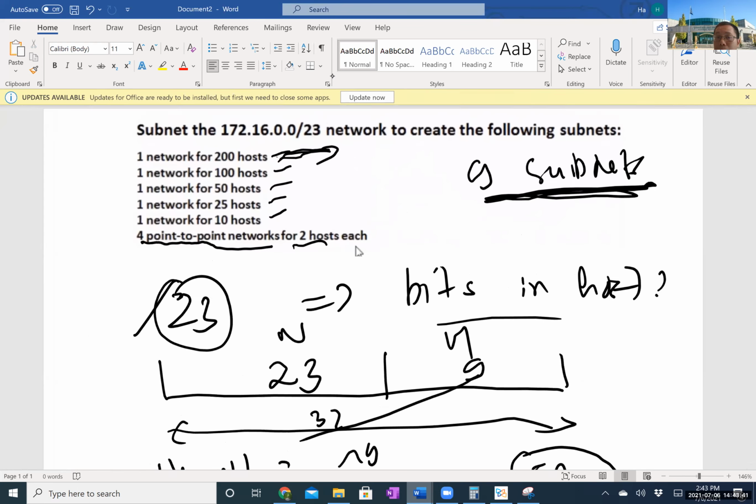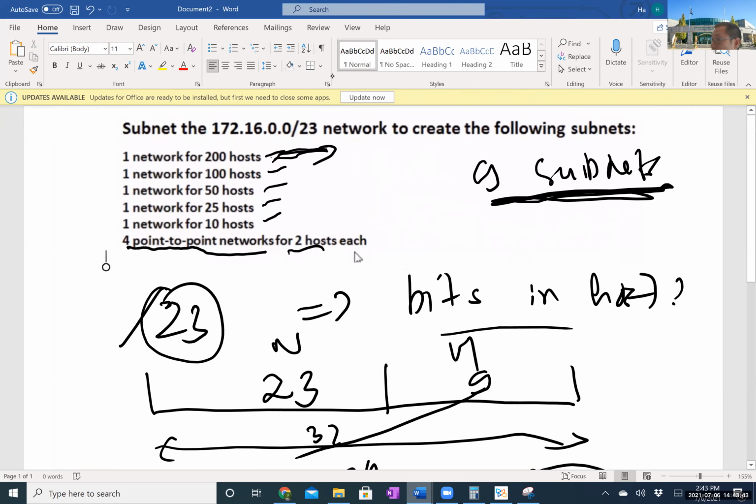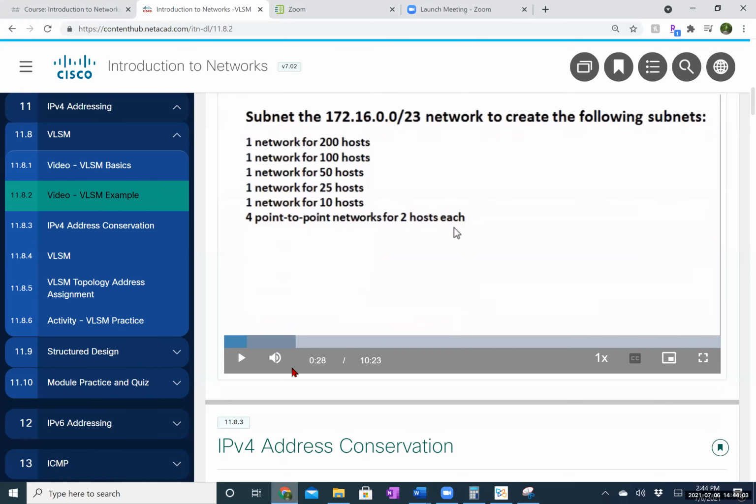And remember one thing, when working with unequal subnets or variable length subnet masks, the first thing you have to do is sort them in order from the largest to the smallest here. So you have 200 first, then 100, then 50, always sorted in order from the largest to the smallest. Now we come back to the video.